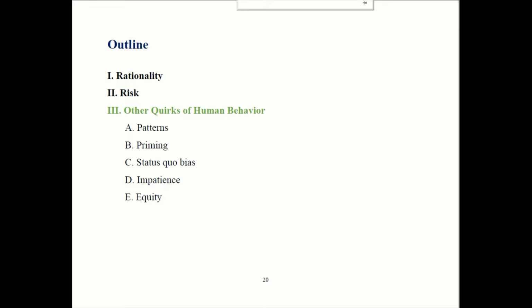Our last section here is going to look at a bunch of things in human behavior that I call quirks. So interesting results have been found in the psychology and behavioral economics literature. So let's start with talking about patterns.